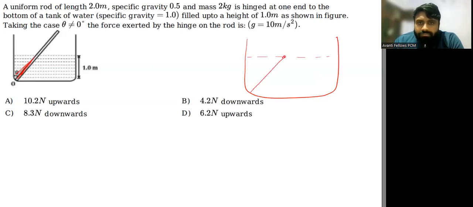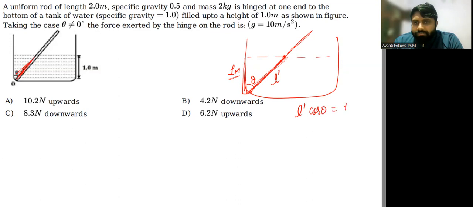So this is the rod which is inside the water. Now this height is 1 meter. This angle is given to you as theta. Now, if you see the component of this length, let's say this length is L dash. The component of this length in this direction is L dash cos theta, and L dash cos theta is given as 1 meter. So what is the value of L dash? L dash is 1 upon cos theta. So the length that we have here is L dash.